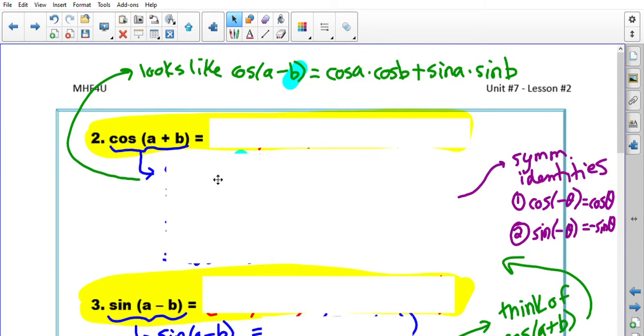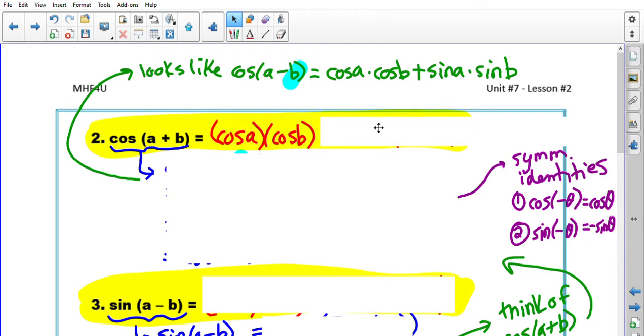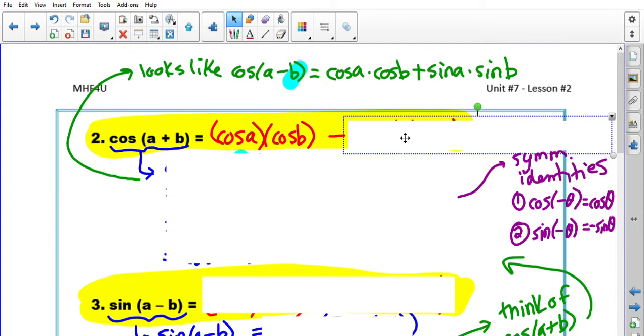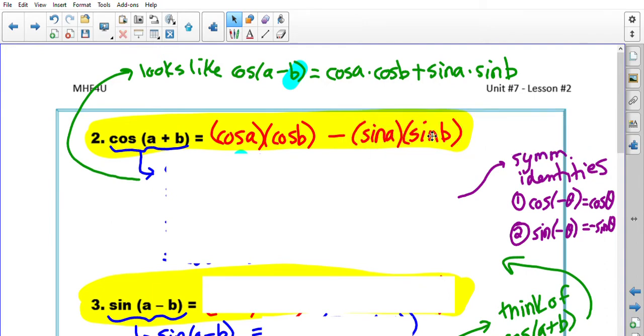The formula for cos A plus B is going to be very similar to that of cos A minus B. You are still going to have to do cos A times cos B. And the difference is that instead of a plus in between, you're going to have a minus. So you're going to have minus, and then the same as the other part, sine A times sine B. Okay, so it's that minus sign.